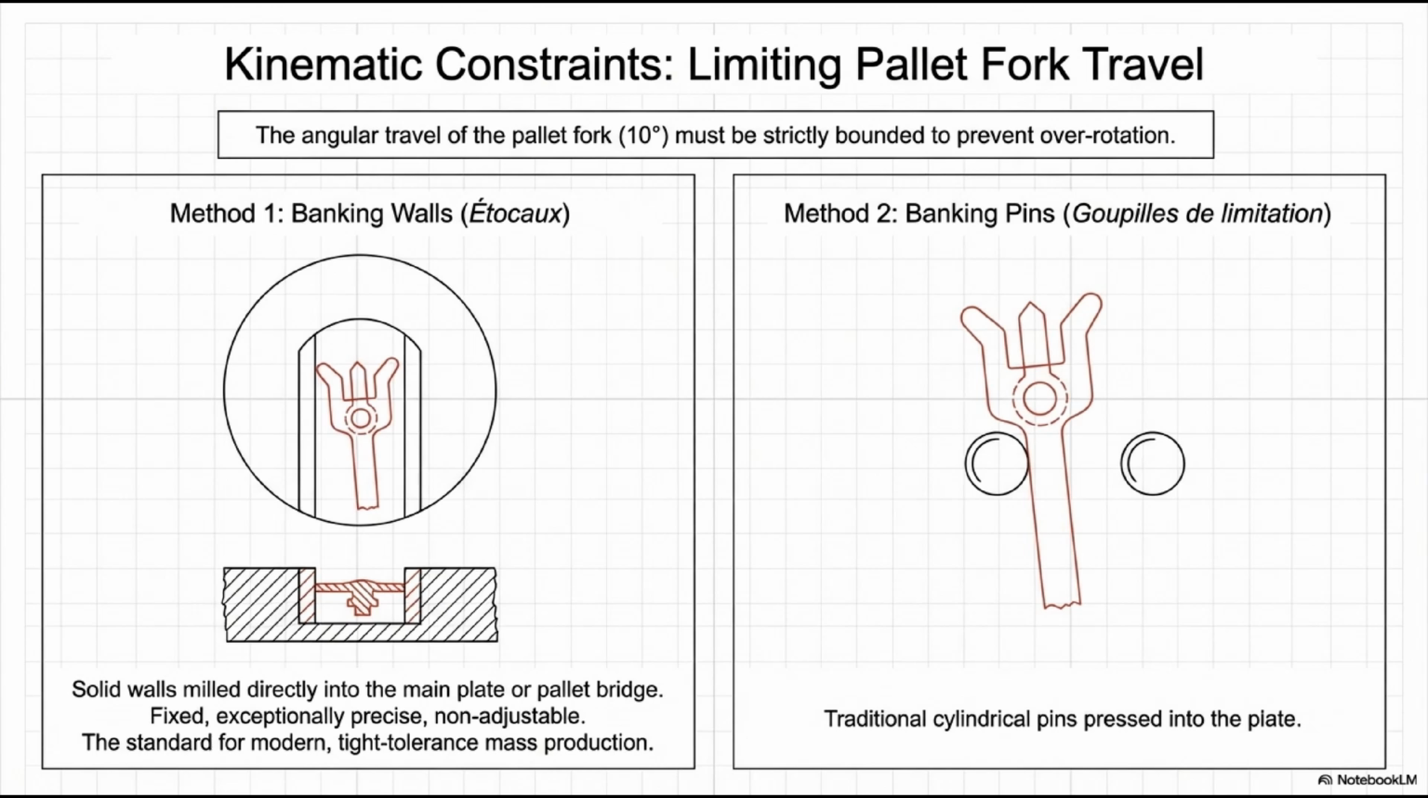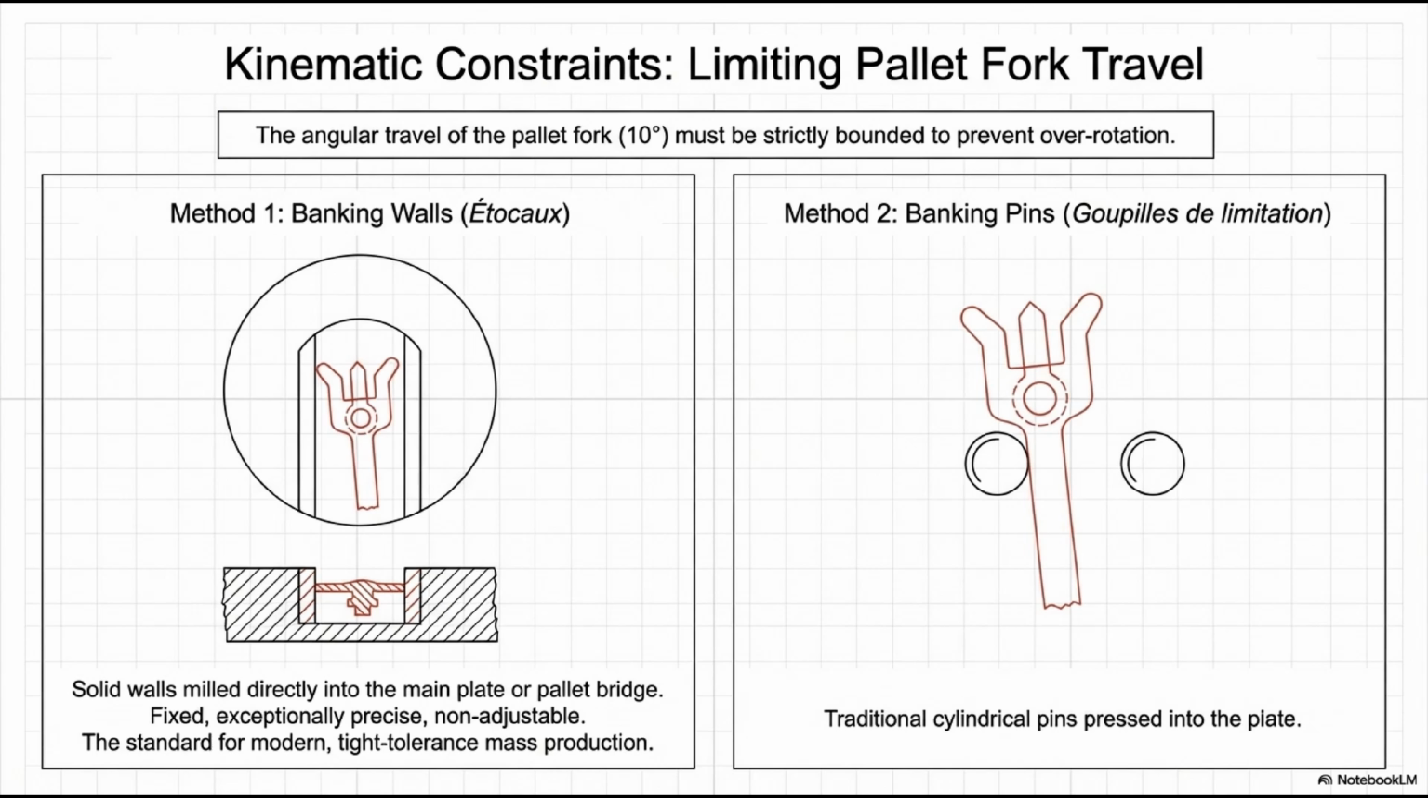Method 1, banking walls, or autocoques. These are solid walls machined or milled directly into the main plate or pallet bridge. You can see them in the left diagram, two parallel walls forming a channel in which the fork body sits. The walls are integral to the plate material. They cannot shift or loosen. Their precision is set by the CNC machining of the plate, which in modern manufacturing holds to a few micrometers. The key advantage of autocoques: consistency and permanence. Once machined, they stay exactly where they are.